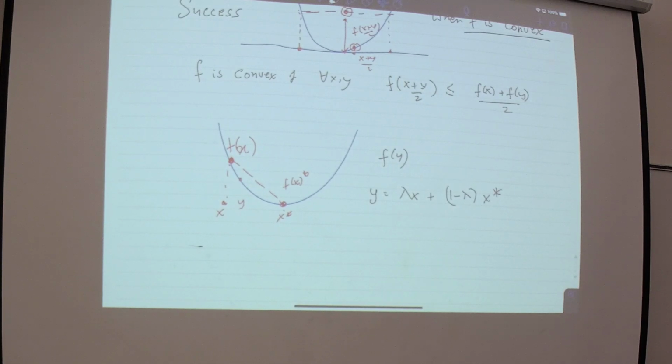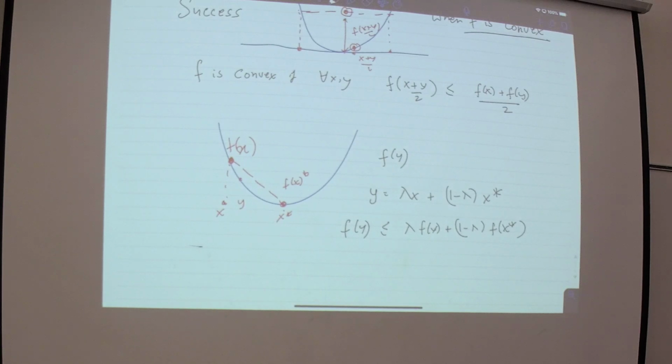So then we know that because of convexity, and this is the point, f of y is less than or equal to lambda f of x plus (1 minus lambda) f of x star. This is the generalization of what I wrote earlier. Instead of half and half, I have an arbitrary lambda and 1 minus lambda. But this is a convex combination of f of x and f of x star. We know that f of x star is less than or equal to f of x.